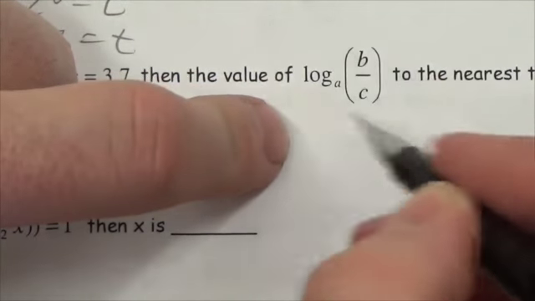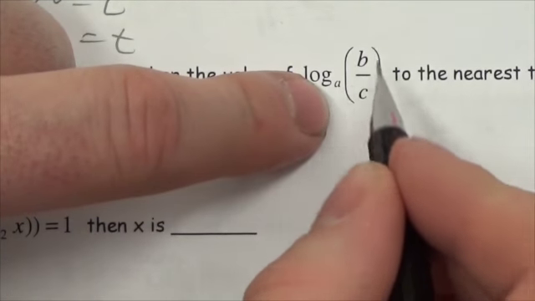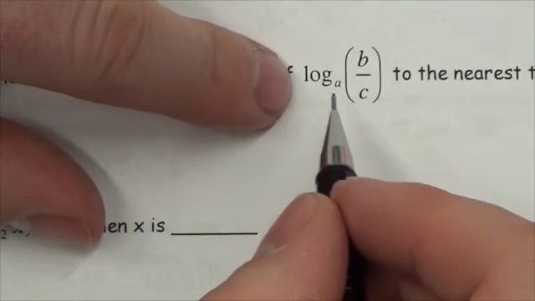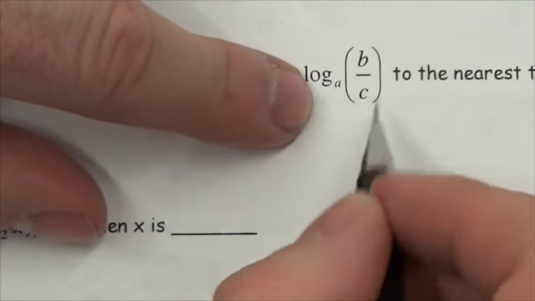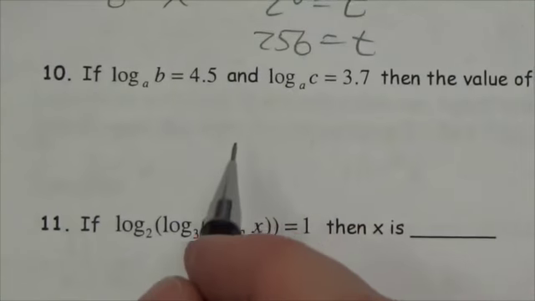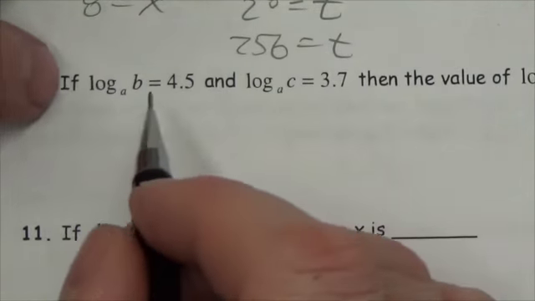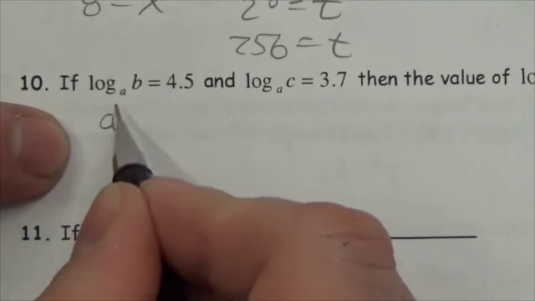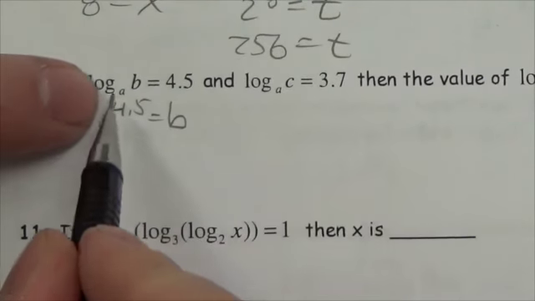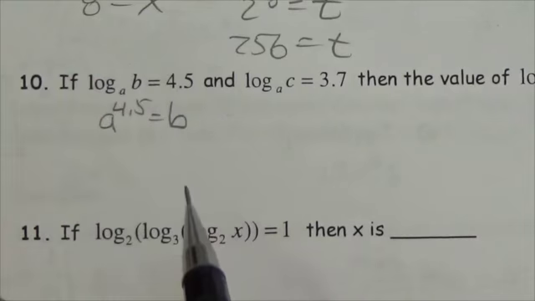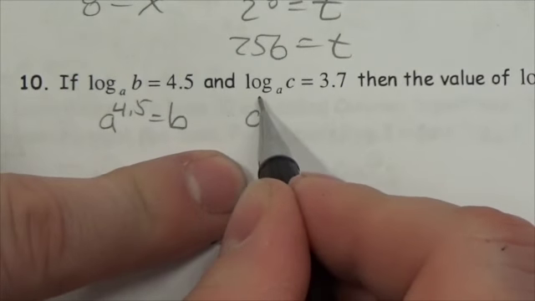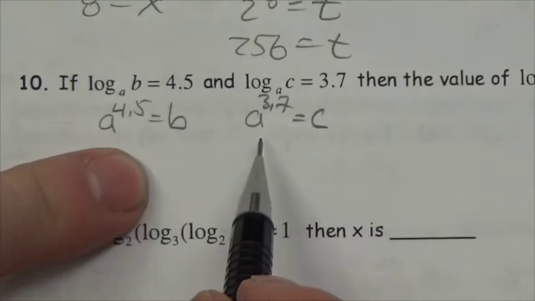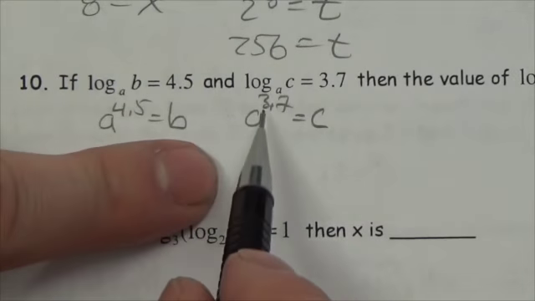Now, I'm supposed to evaluate what this is. Now, if I could get this to some power of a, then I would have one of those little log rules that I looked at before. Log base a of a power of a is just the exponent. So I kind of want to do that. So what I've got to do here for each of these is convert these things to exponential form. So log base a of b equals 4.5 means a to the 4.5 is equal to b. Base to the exponent is equal to what I'm taking the log of. Same thing over here. Base to the exponent, to what the log equals, is equal to what I'm taking the log of. So a to the 4.5 is b, a to the 3.7 is c.